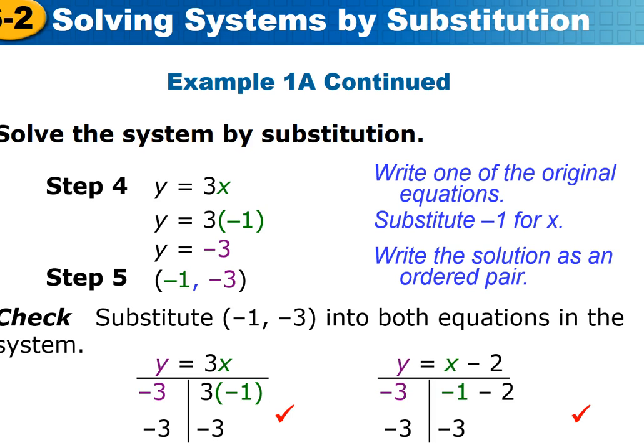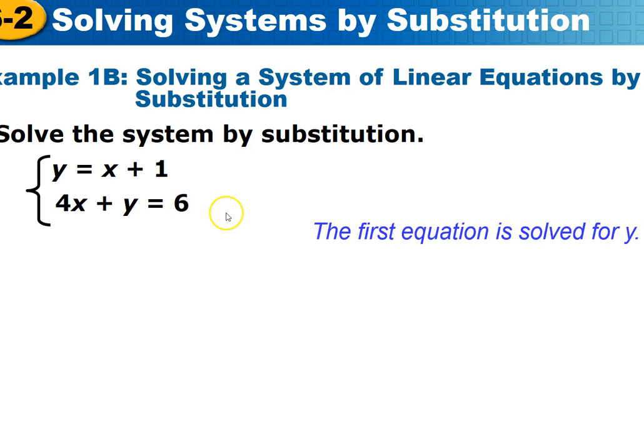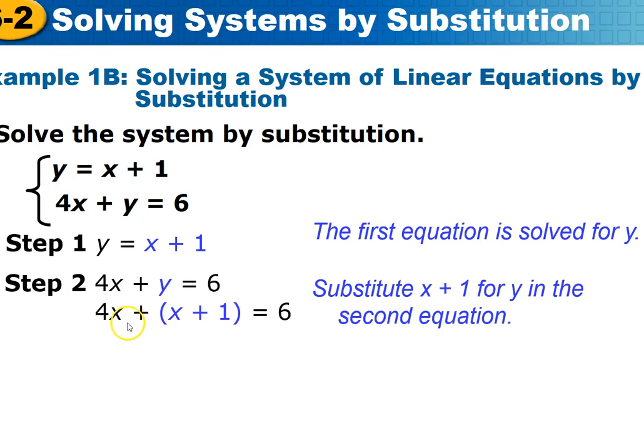Let's try another one, okay? y is x plus 1 and 4x plus y equals 6. So x plus 1 is the same as y. We're going to substitute this in place of y right here. We're replacing the y with this because this is y. So now we've got 4x plus, remember this is also y, equals 6.